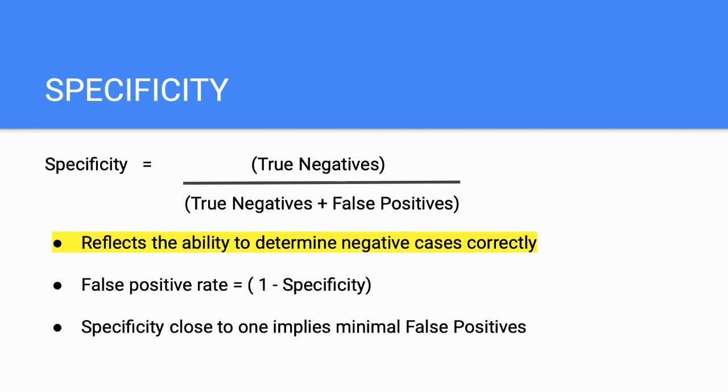Now, specificity reflects the ability to determine negative cases correctly, and one of the common terms used in medical journals is the false positive rate, which is nothing but 1 minus specificity. So if you subtract specificity from 1, you'll get the ratio of false positives divided by true negatives and false positives. Specificity very close to 1 means that we have very minimal false positives.